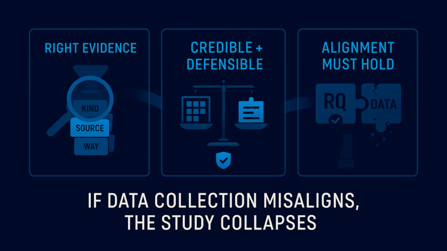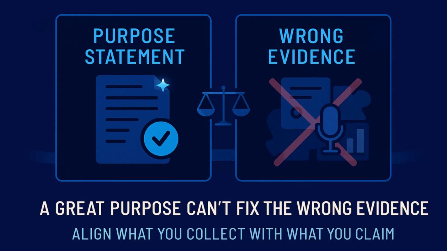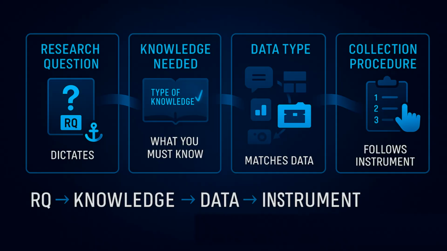This is where alignment becomes visible. If your research questions are aligned but your data collection is not, the study collapses. Even a beautifully written purpose statement cannot save a project that collects the wrong kind of evidence. The anchor principle is simple. The research question dictates the data. The research question determines the type of knowledge you need. The type of knowledge determines the data type. The data type determines the instrument or source. And the instrument or source determines the collection procedure.